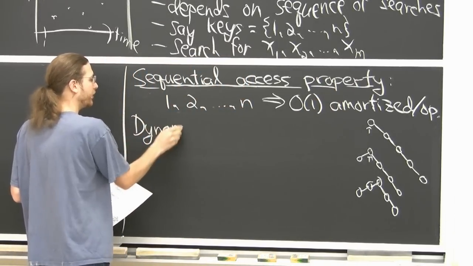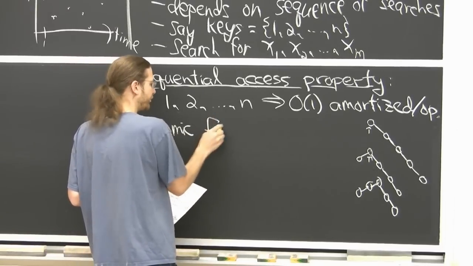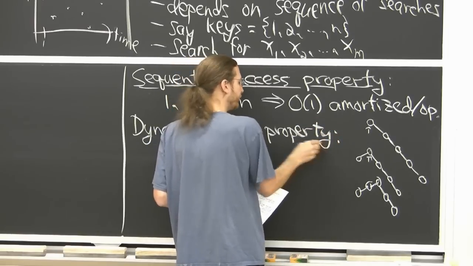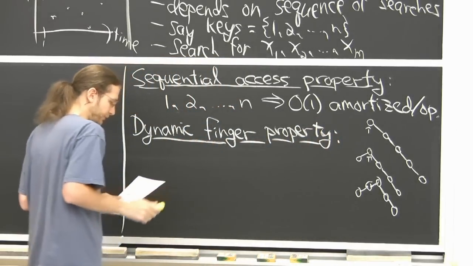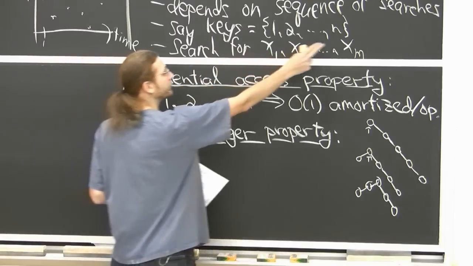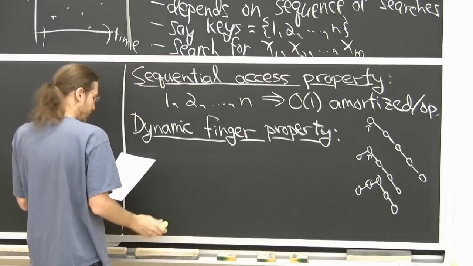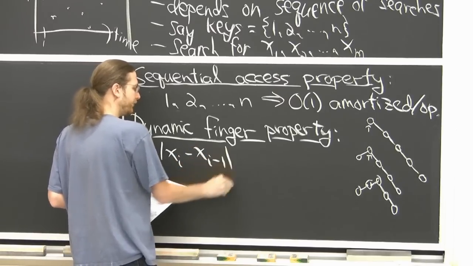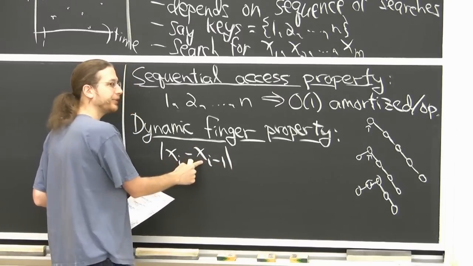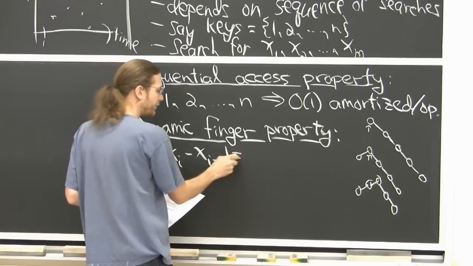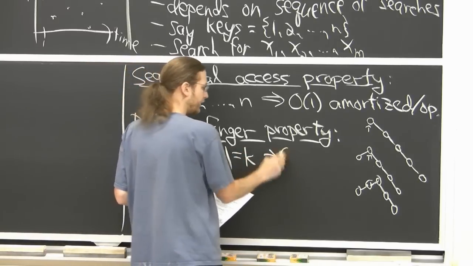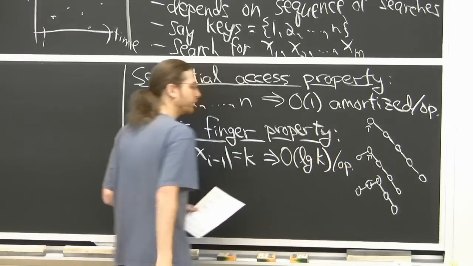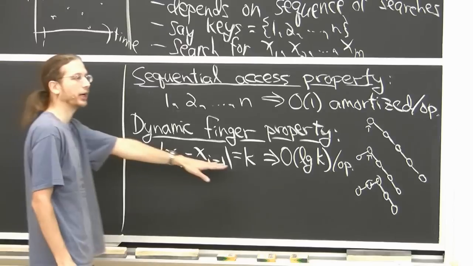A stronger version of the sequential access property, a little more interesting, is dynamic finger property. This is something that should hold for every access sequence, and it gives you a measure of how expensive an access sequence is. So we're doing x1, x2 up to xm, and we say if we measure the key distance between our current access xi and the previous access xi minus 1, if that equals k, then ideally we should be able to do log k amortized per operation. So in the worst case, this is going to be log n.